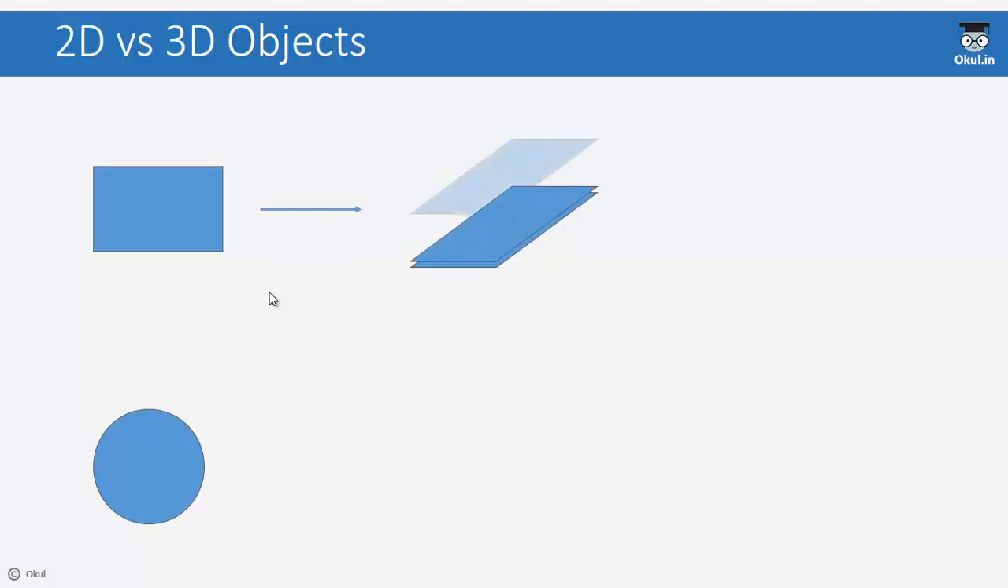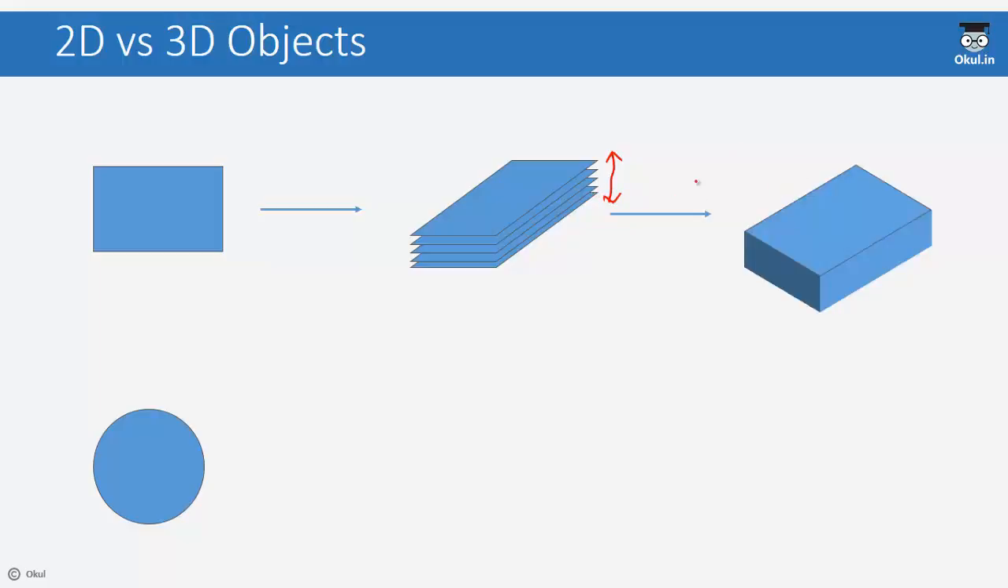We'll get something like this. We are stacking one rectangle over the other, and therefore we are increasing one more dimension to it, that is the height. So we are giving it one more dimension, that is the height. So now this becomes a 3D object as now it has 3 dimensions. These dimensions are length, breadth and height. So this is a 3D object.